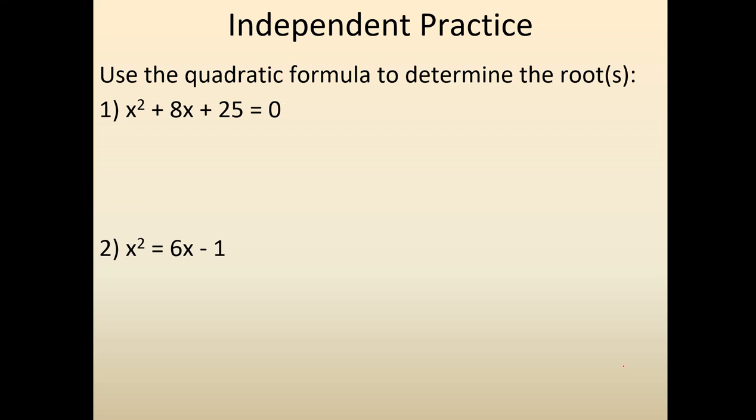All right. These are the independent practice questions. So pause the video, work it yourself, and we'll go over it in a second.